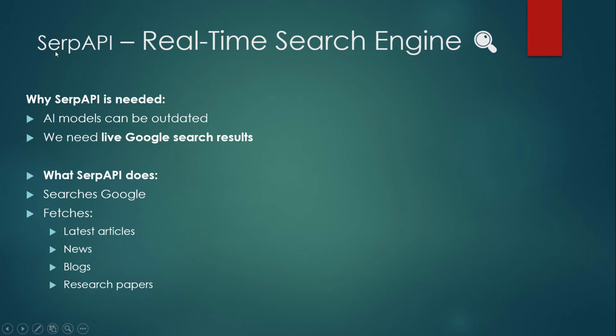And then, as I mentioned previously, the SERP API is an API which is used for multiple purposes. It will give us the live Google search result, because all the previous models which are already trained can be outdated. So we need a live Google search result, and we will use the SERP API for that purpose. It searches the latest Google articles, news, blogs, research papers, hotel information, flight information, and so many other things.